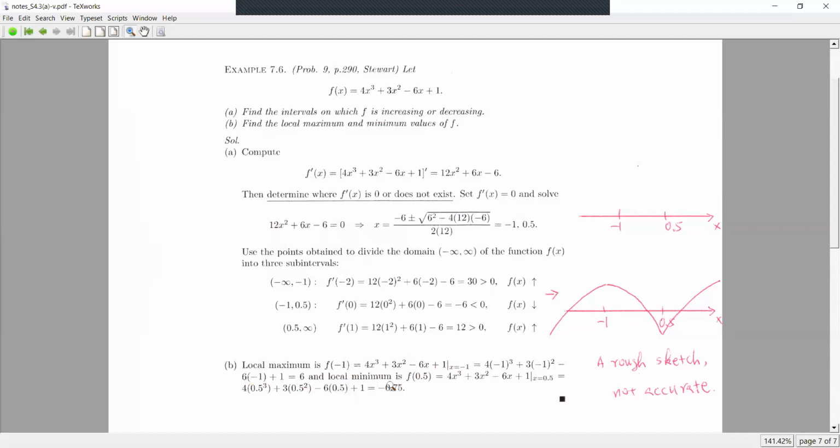And the local minimum function value is the function value at 0.5. How to get it? Plug in 0.5 into the function. This is the function f. Okay. Then I get -0.75. So -0.75 is the local minimum function value, where the location is at x is 0.5. When x is 0.5, the function has a local minimum function value, -0.75.